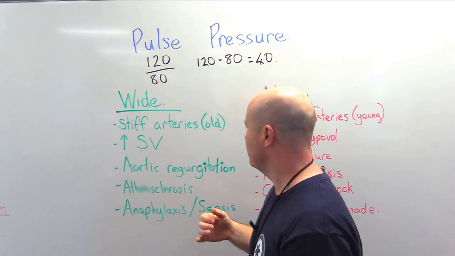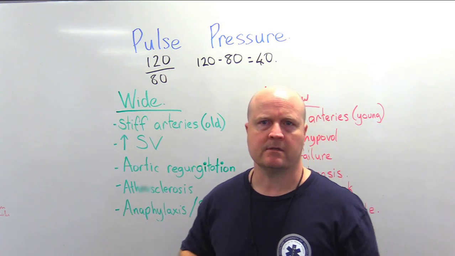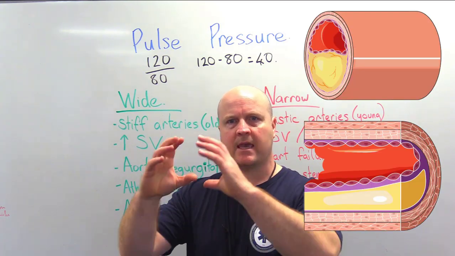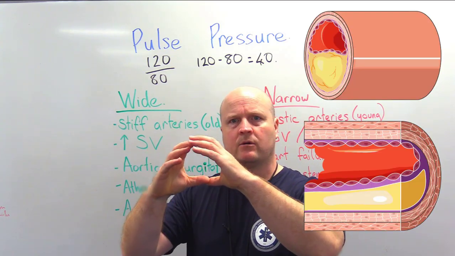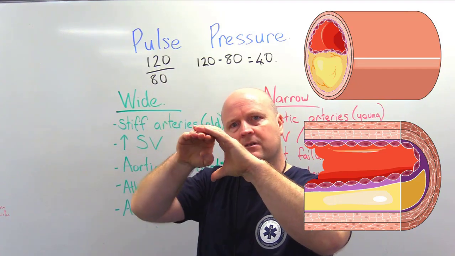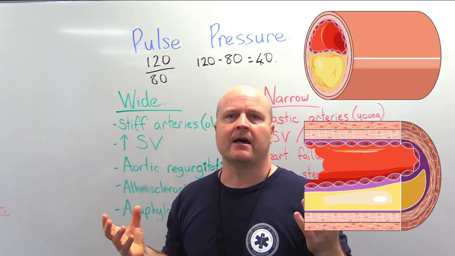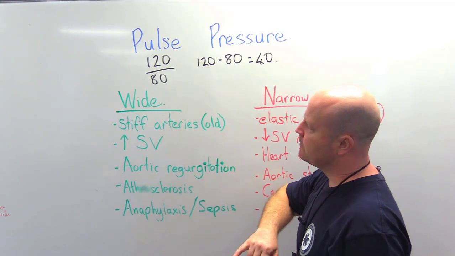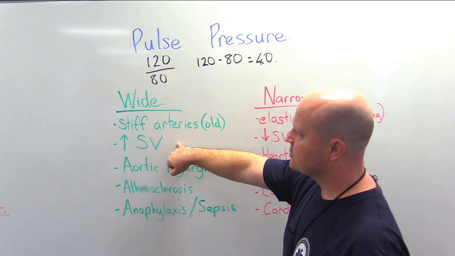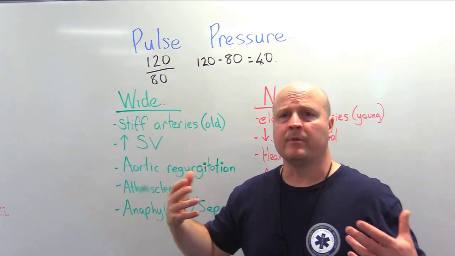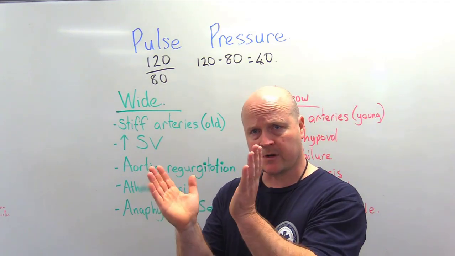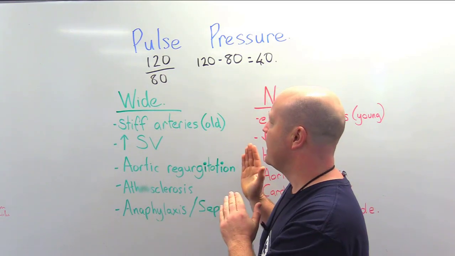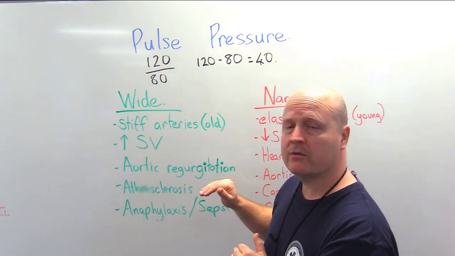Same type of thing is going to occur with atherosclerosis. Atherosclerosis is when we get stiffening and also laying down of plaques on the inside of our arteries. Same situation. Another time we get widening of pulse pressure would be increase in stroke volume. So potentially drugs can increase the contractility of the heart. Another example would be hyperthyroidism.